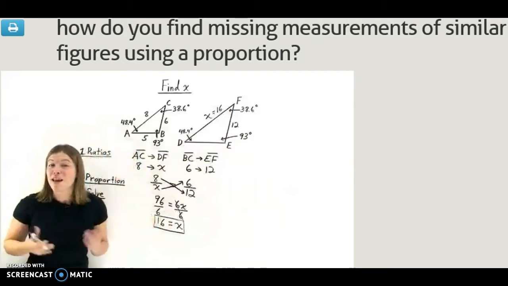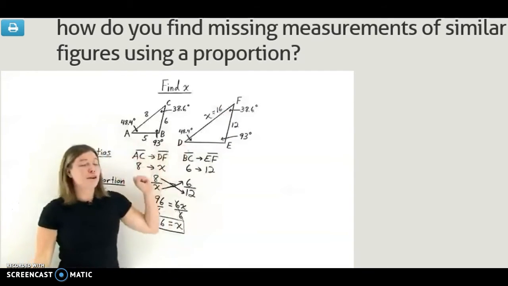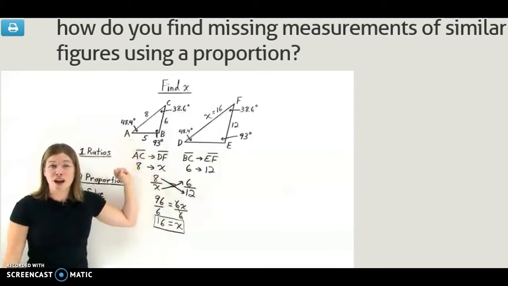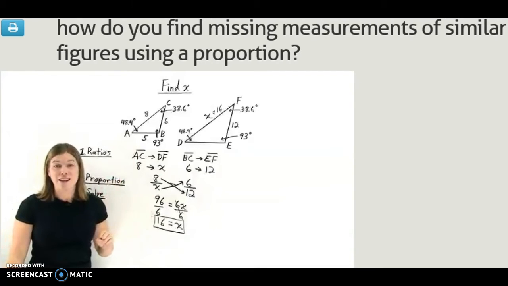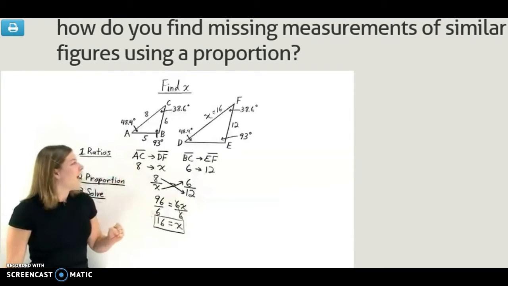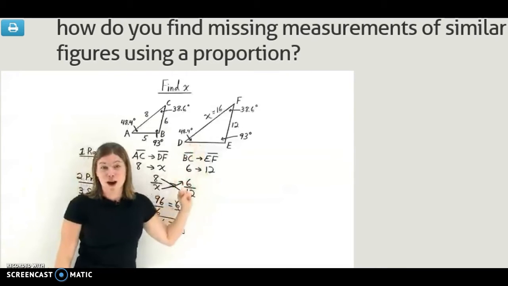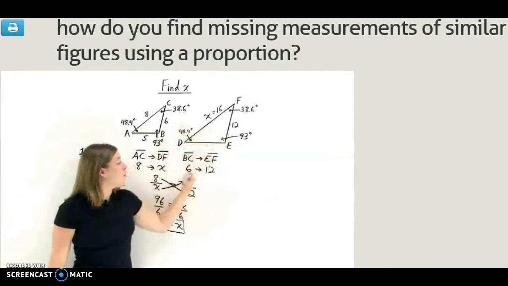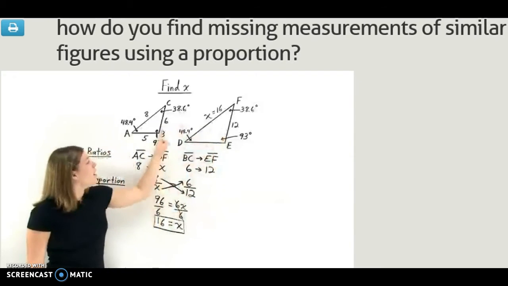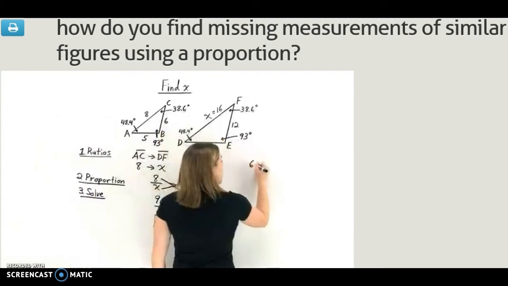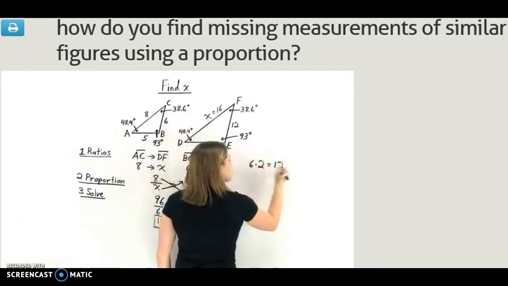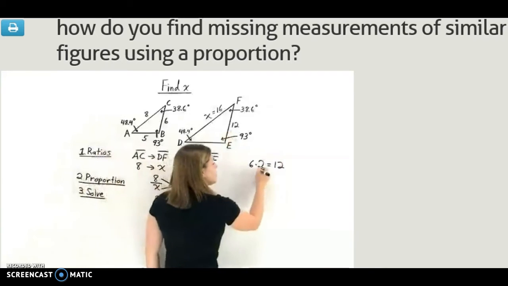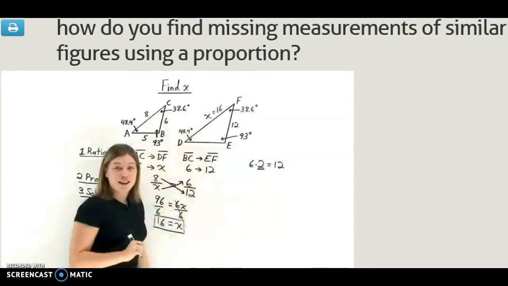And if we think about it, this makes sense. If we have similar figures, that means we should be able to take a measurement from one of the triangles and multiply it by a constant, which is called the scale factor, and we should get the measurement of its corresponding side on the other triangle. So take a look at 6 and 12. Those are corresponding sides. If we take that measurement of 6 and multiply it by 2, we get 12, the measurement of the corresponding side. This constant of 2 is the scale factor.